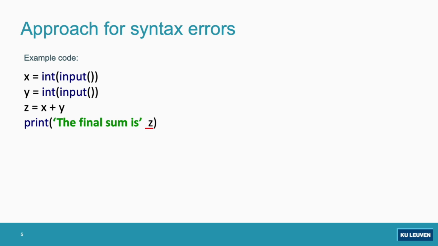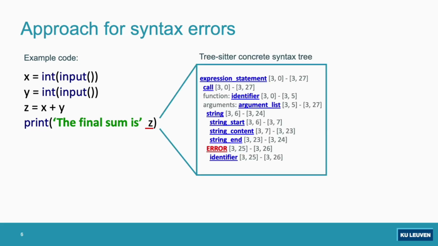In this code, the last line has a syntax error as the two arguments of the print call are not separated by a comma. This program can still be parsed by TreeSitter, which is a tool that can generate a concrete syntax tree for programs despite any potential syntax errors. When it encounters an error, it adds an error node in the tree. It is added around the identifier z, which is also shown in the tree.